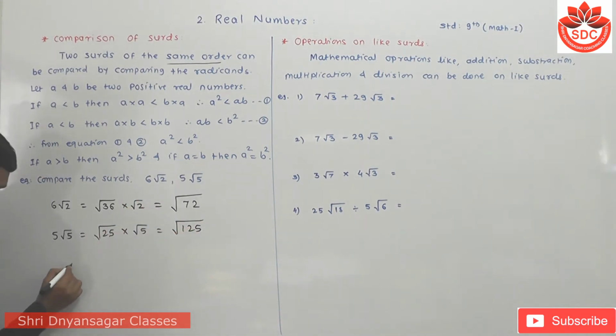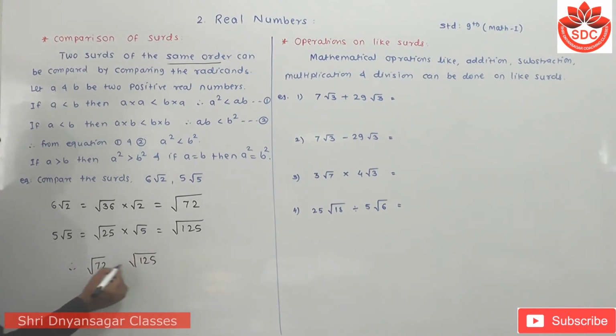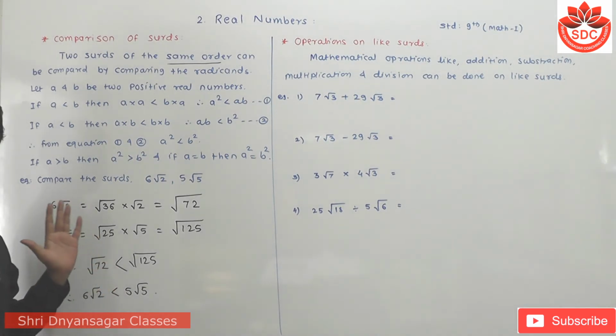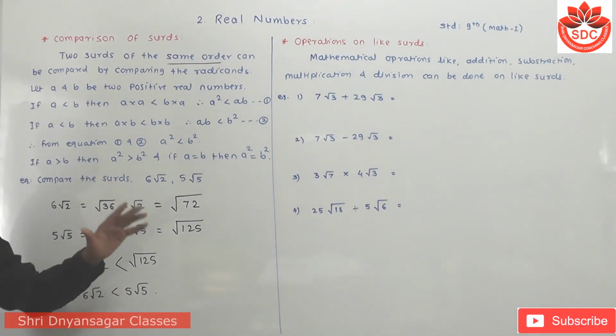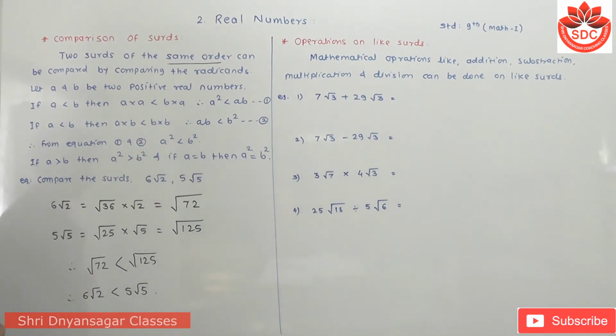Students, when we observe carefully, here is root of 72 and here is root of 125. These have the same order, so we compare the radicands, and this one is the greater number. So 6 root 2 is less than 5 root 5. This is called comparison. Comparison means less than, greater than and equal to. We have to use these three properties to solve these examples.